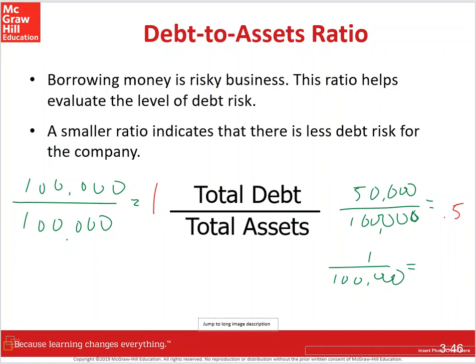So if we do 1 divided by 100,000, I think that's 0.00001. So that's really extreme. Essentially, we have no debt. So while according to this, a smaller ratio indicates that there's less risk, having virtually no risk isn't always the best course of action. So we do want to take on a responsible amount of debt risk. So of these ratios, I like 0.5 the best. Again, I would like 0.5 to 0.8.